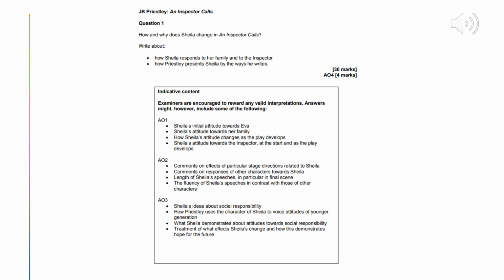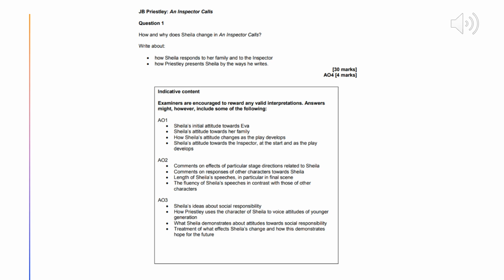Now, what you've got on screen is an exam-style question for An Inspector Calls. How and why does Sheila change in An Inspector Calls? And it says underneath what you can write about: how Sheila responds to her family and to the inspector, and also how Priestley presents Sheila by the way he writes.